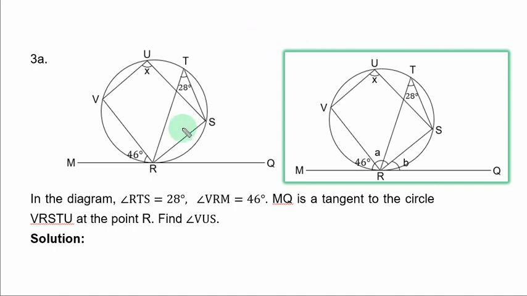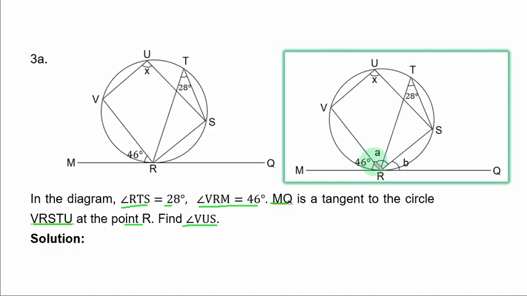Question 3a. In the diagram, angle ROTS is 28 degrees, angle VRM is 46 degrees. MQ is a tangent to the circle VRSTU at the point R. Find angle VUS. To find angle VUS, the diagram is reproduced in this form.